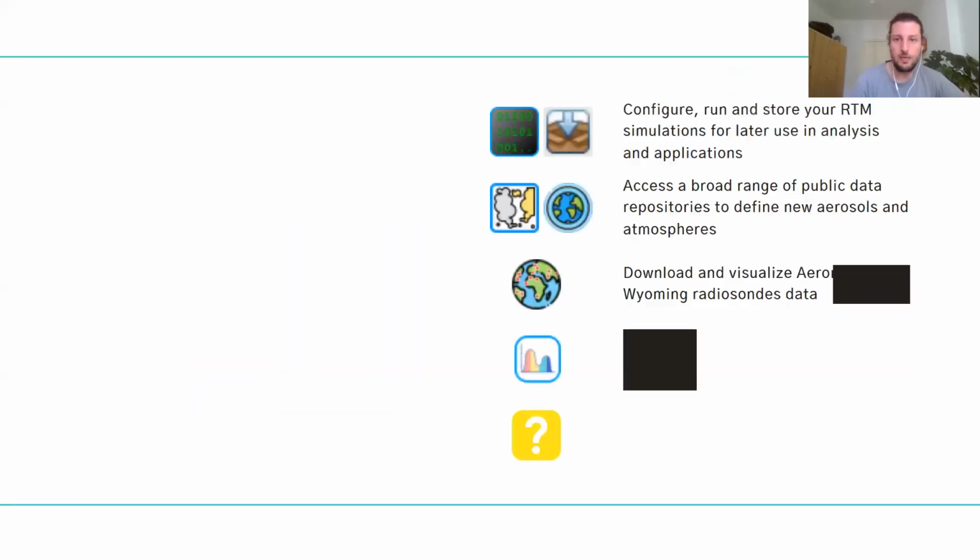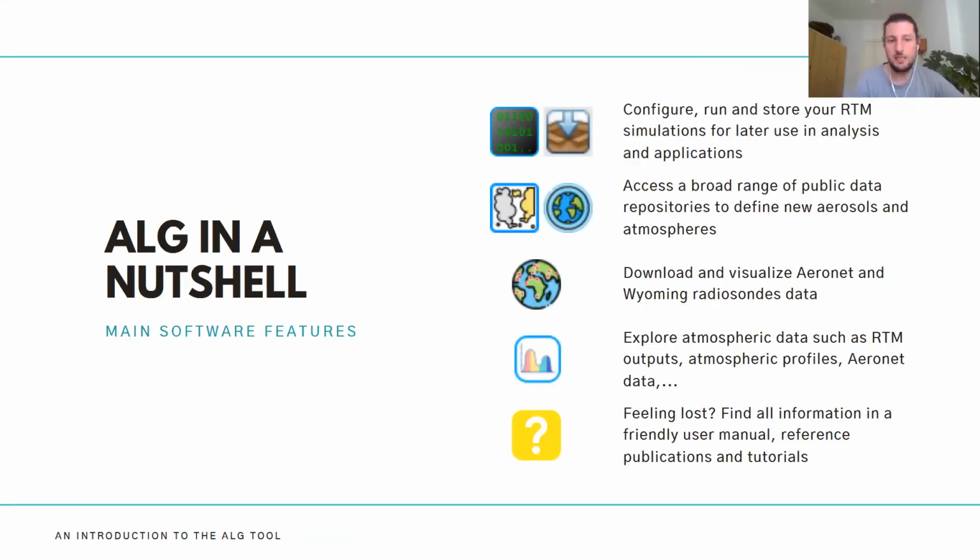So, in a nutshell, there are main software features here, which are shown by these icons. The first part is, of course, to configure, run, and store the RTM simulations, and then have the data to be used in some analysis later on, in some data processing.